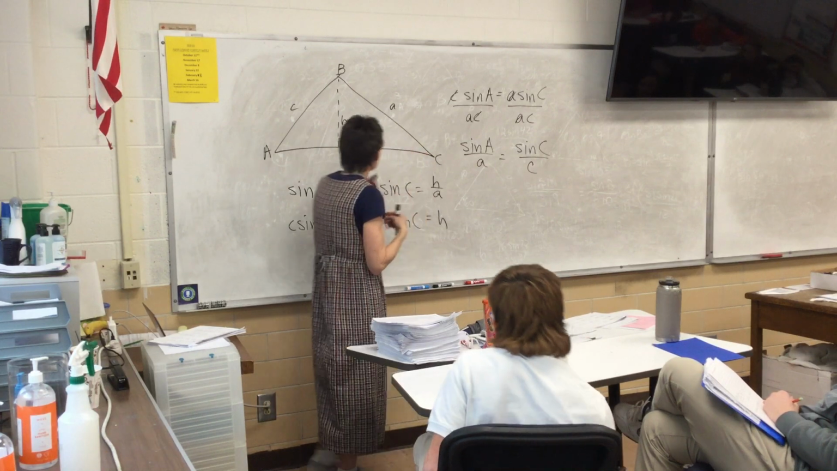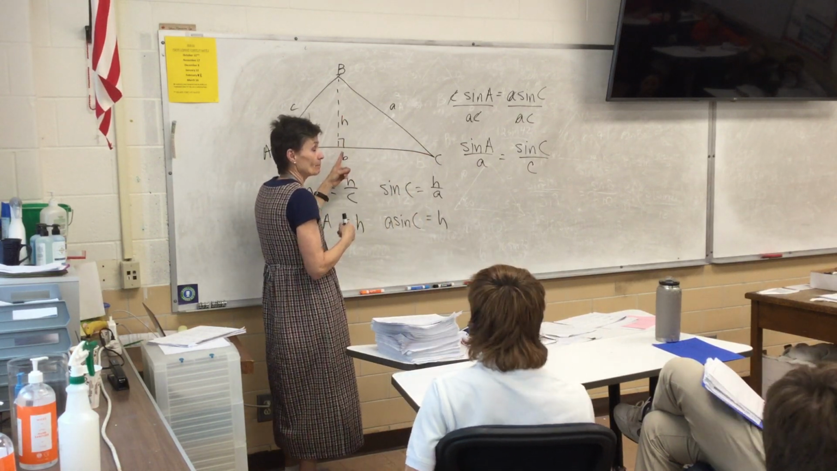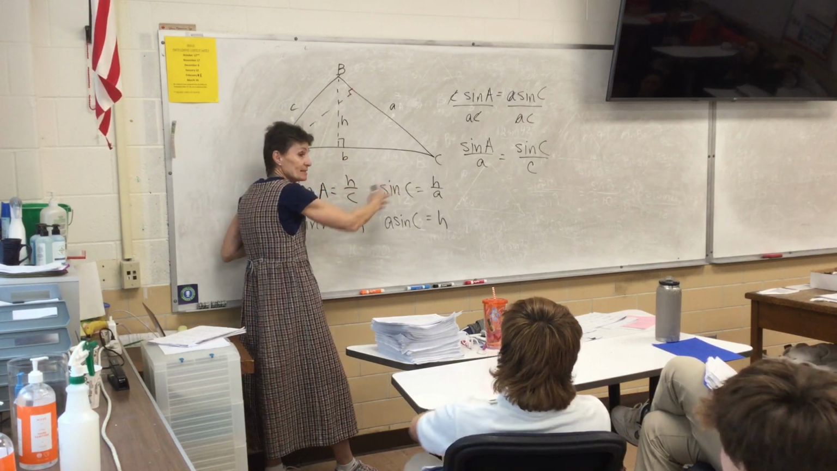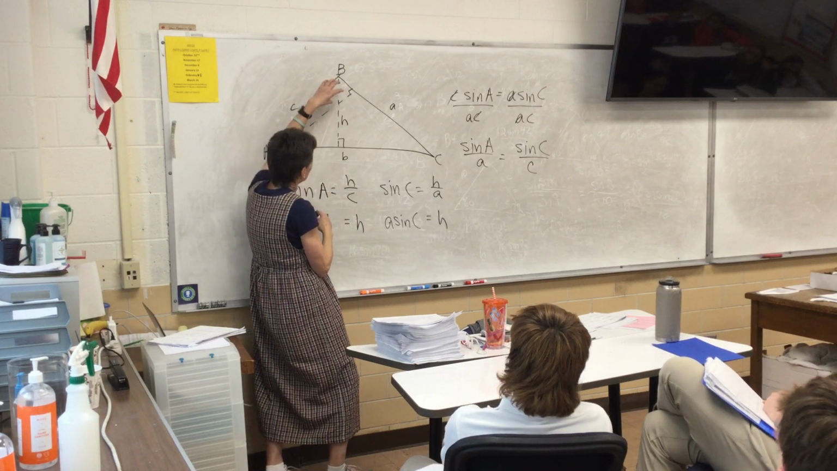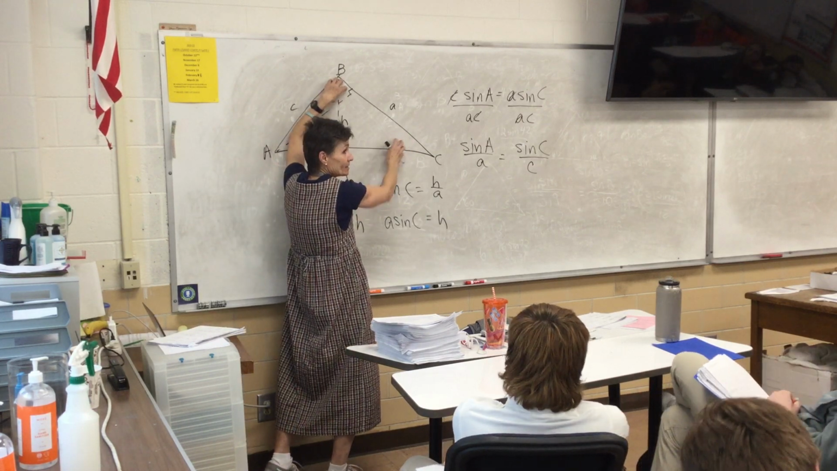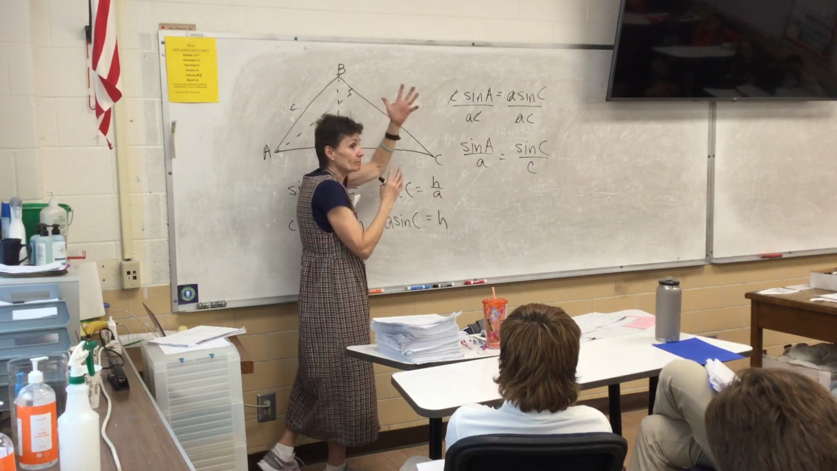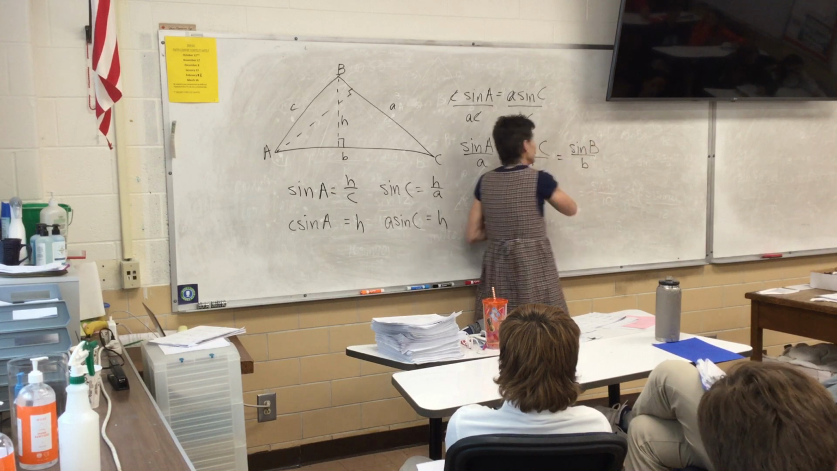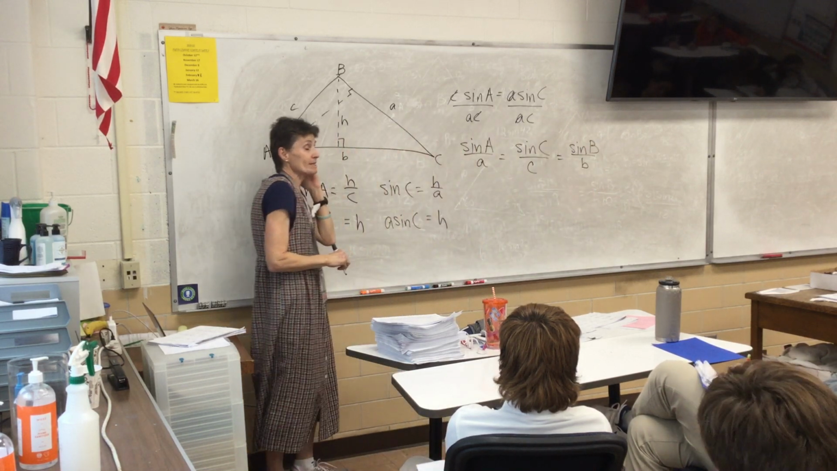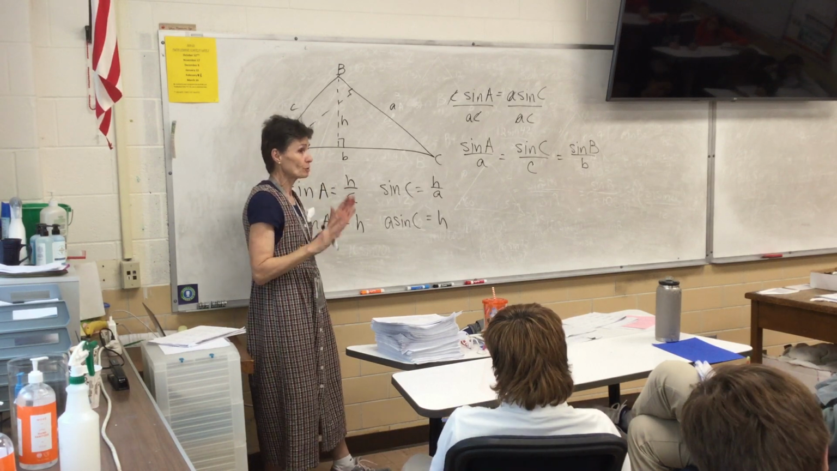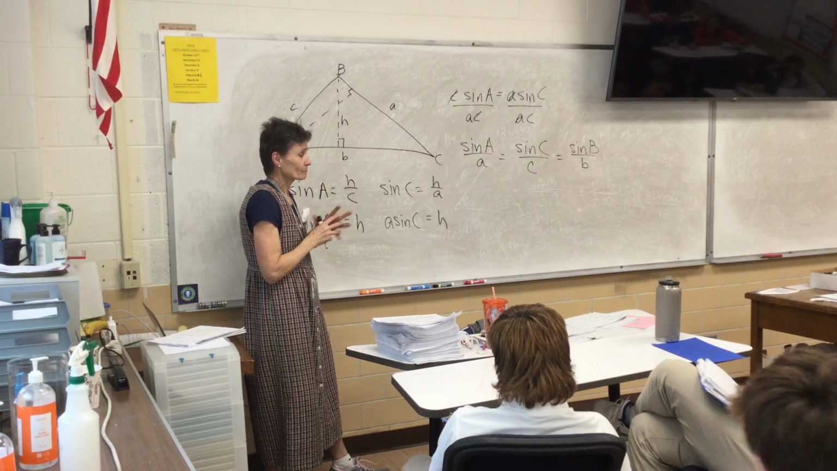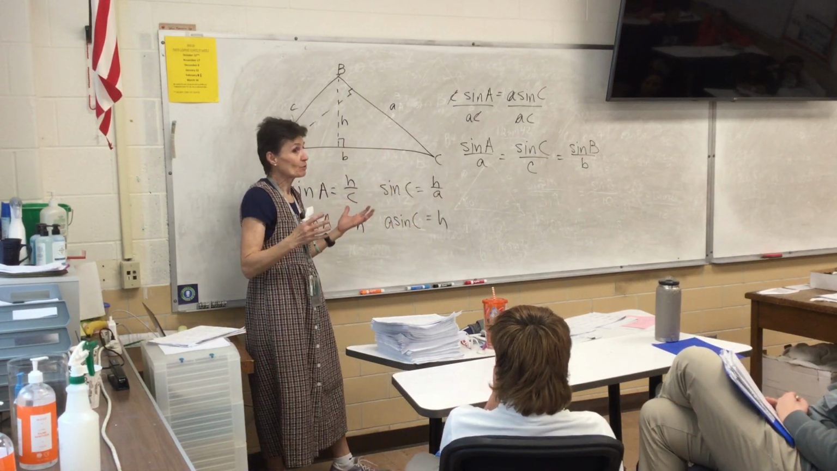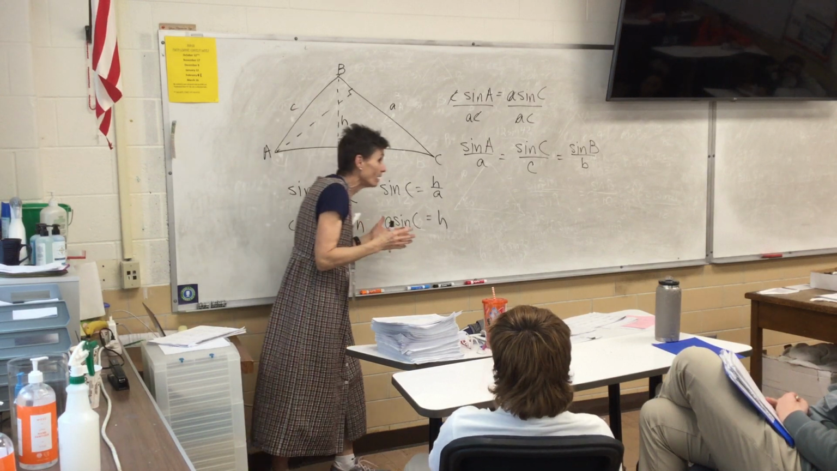Now, I happen to draw this altitude. Could I have drawn this altitude? Yes, and then I would have had the same kind of work, but it would have tied together angle B and angle C. So I'm going to go ahead and just tack on sine B over B. This is the law of sines. It's true in every single triangle, even right triangles. You can use the law of sines instead of SOHCAHTOA if you wish.